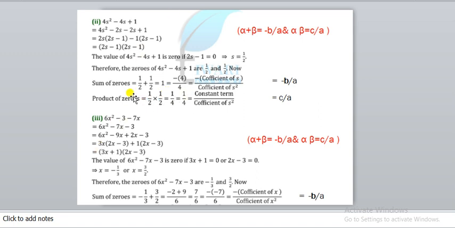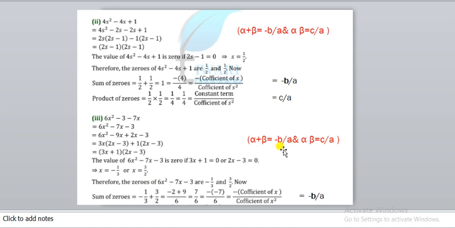Now let us see the next question number 3. So we'll get 6x square minus 7x minus 3. Again we are splitting middle term, we will get here two values, that is x equals to minus 1 upon 3 and x equals to 3 upon 2. Now sum of the zeros is minus b upon a. So alpha plus beta, 1 upon 3 plus 3 upon 2, on taking LCM, we'll get here 7 upon 6.